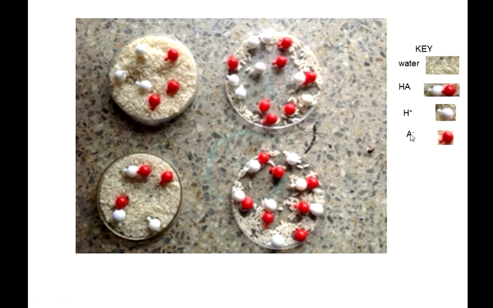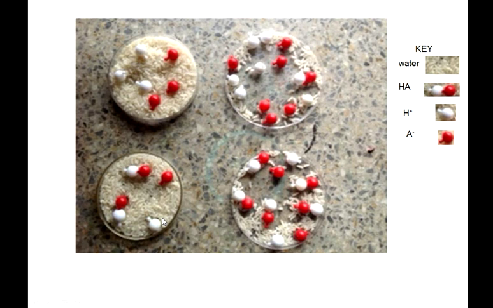The 2 petri dishes on the left would be representing dilute solutions because they have lots of rice representing water, whereas the 2 petri dishes on the right would be representing concentrated solutions, one without much water. The 2 petri dishes on the top are representing strong acids because there are no molecules present. All of them have broken up into ions, so they'd be representing something like hydrochloric acid.